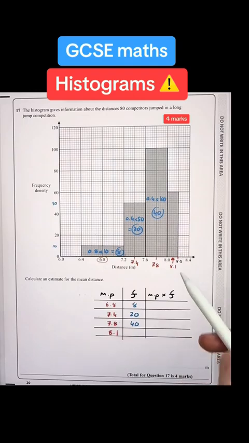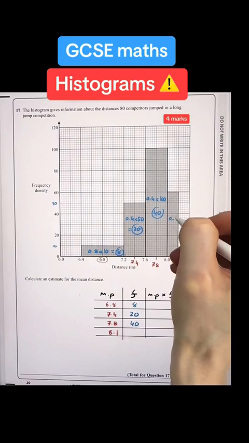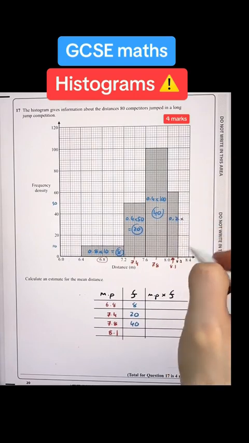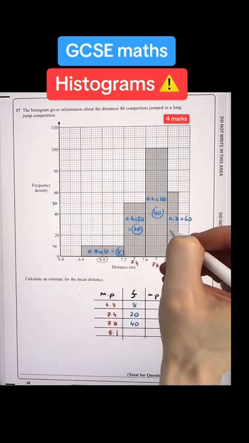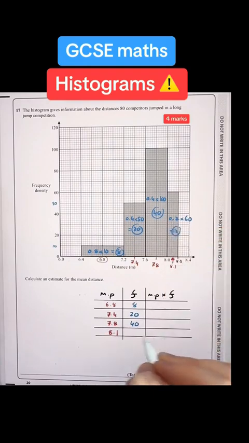Calculating the area of the final bar. Here, it's going to be 8.2 subtract 8, which gives us 0.2. So it's going to be 0.2 multiplied by the width of the bar, in this case, 60. And 0.2 times 60 will give us 12. So therefore, it has a frequency of 12 people.